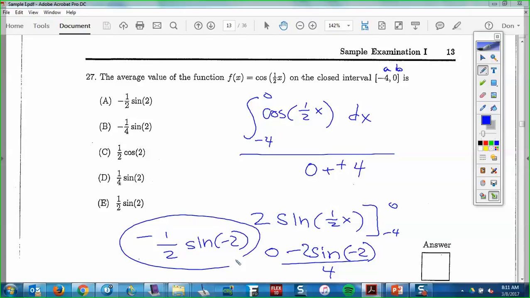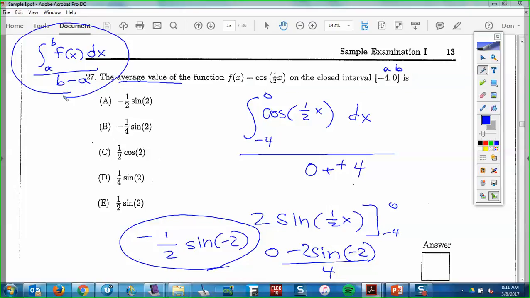How do you know to put it over the 0 minus? Because I memorized the average value of a function. You just got to memorize that. Average value of a function is that value. Right. So yeah.